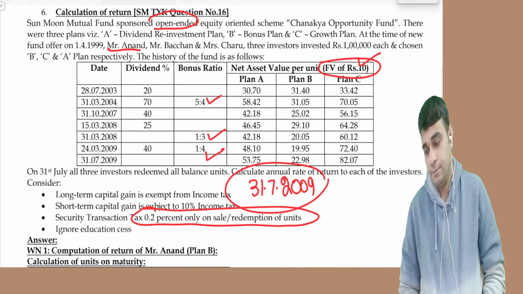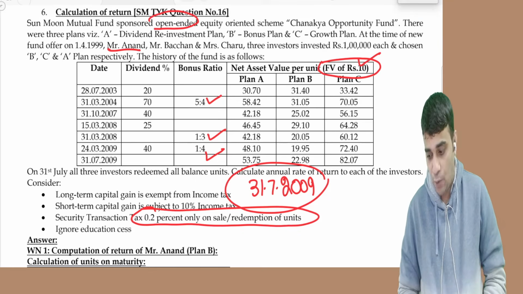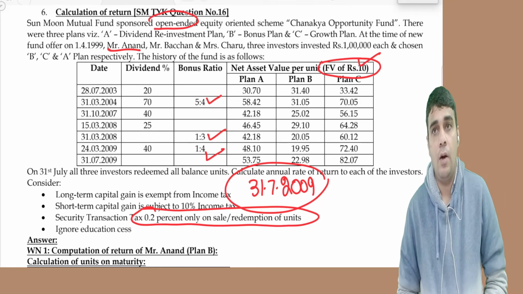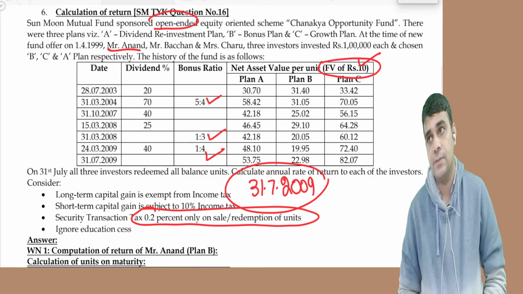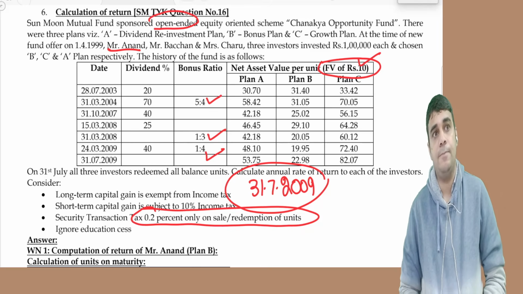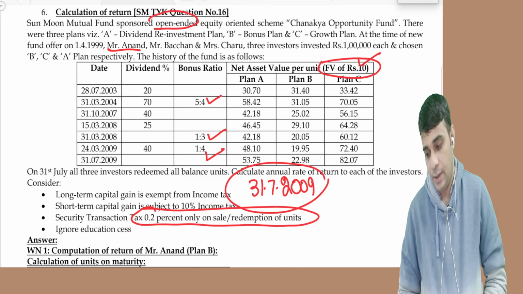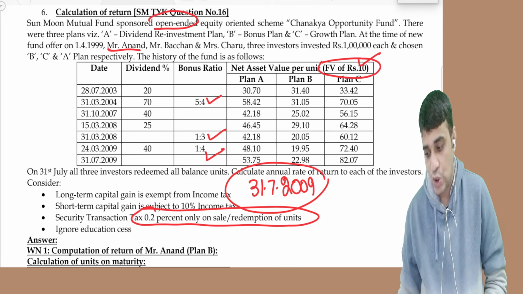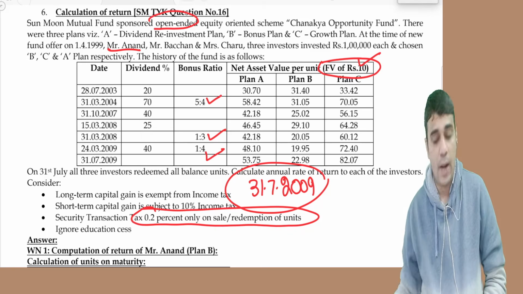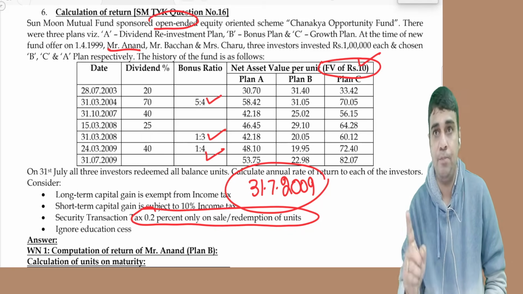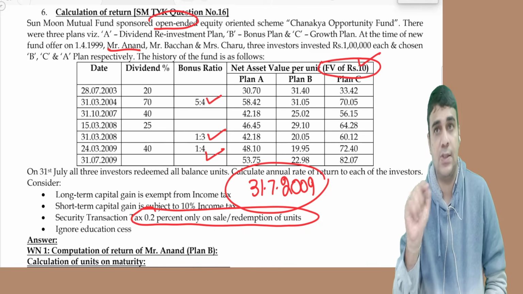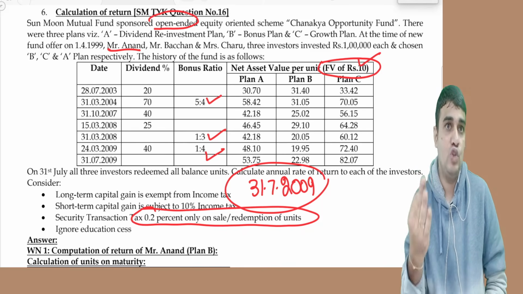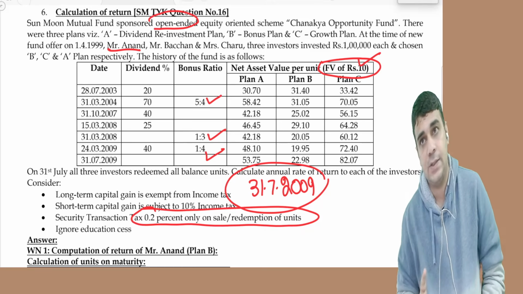Starting with 1/4/1999. How many months or years is my investment? Give me the answer in number of months. 124. I invested on 1/4/1999. Till 2009 is 10 years, then April, May, June, July. 10 years and 4 months.